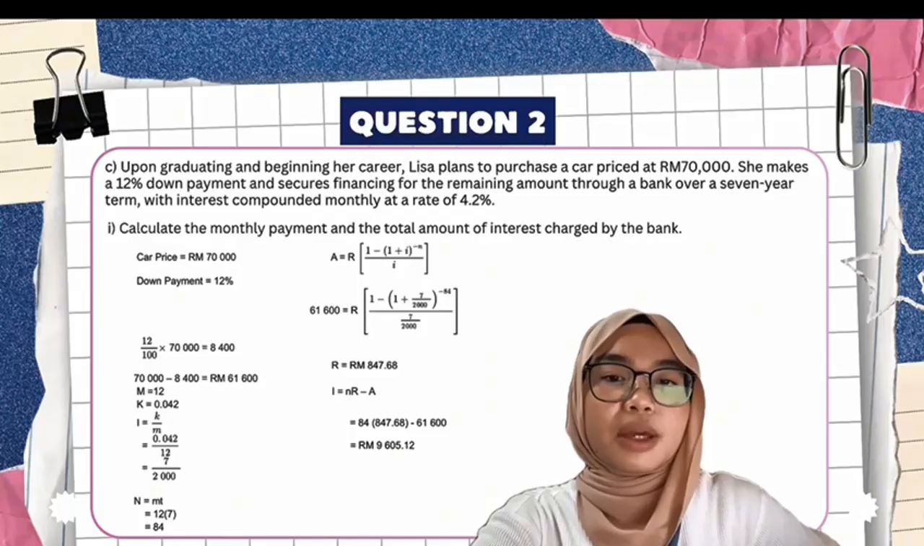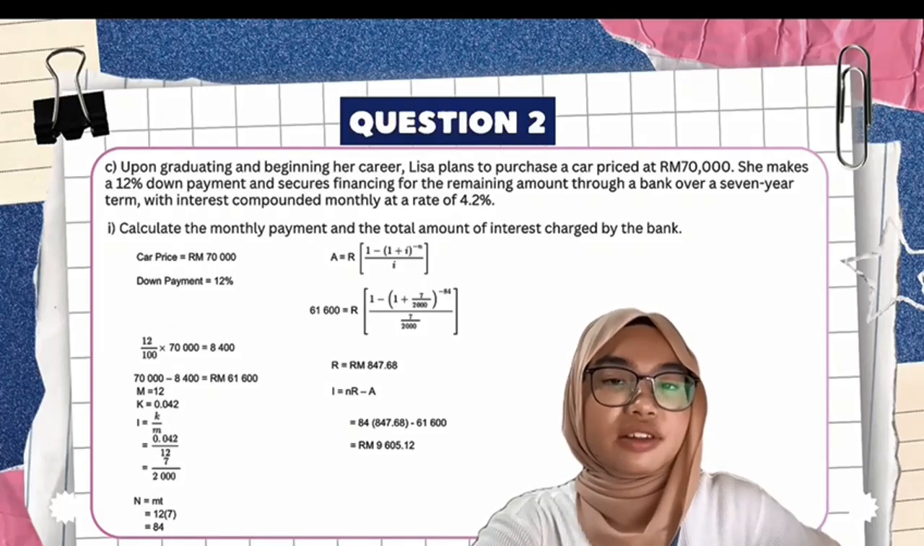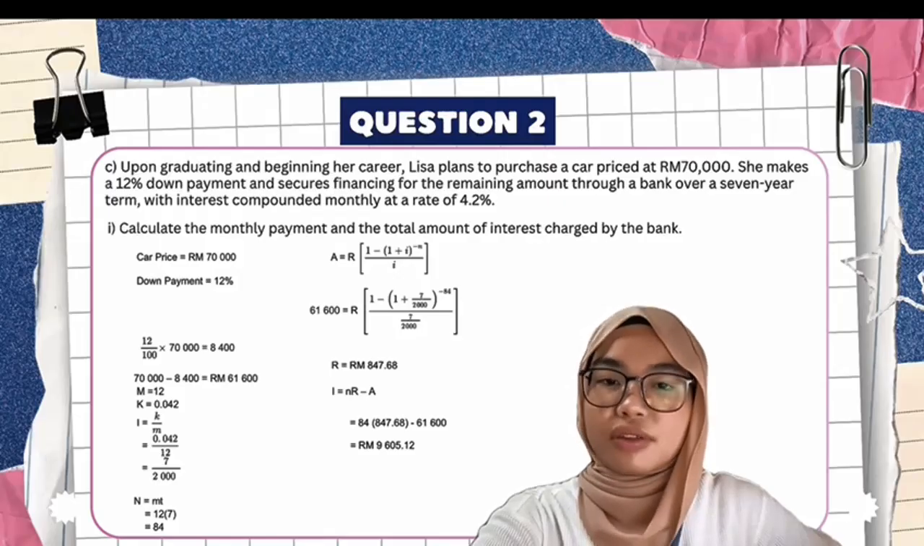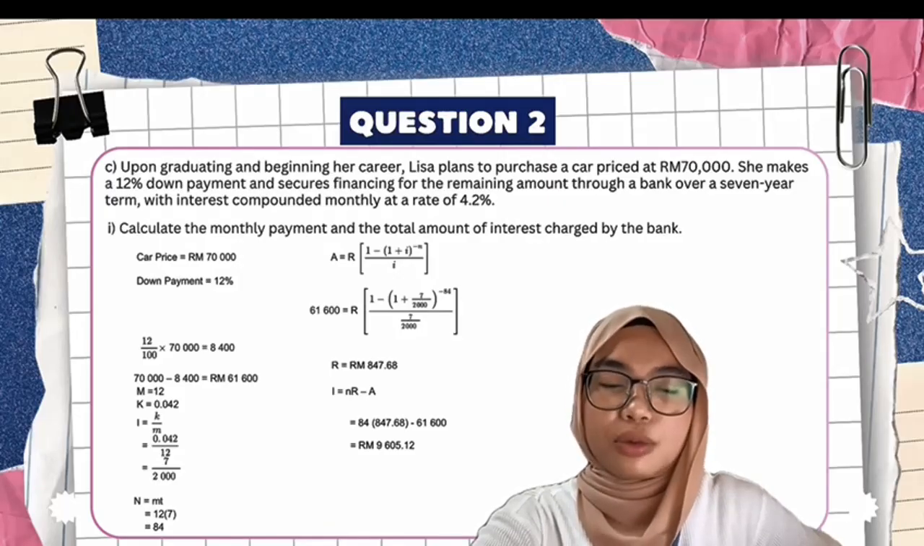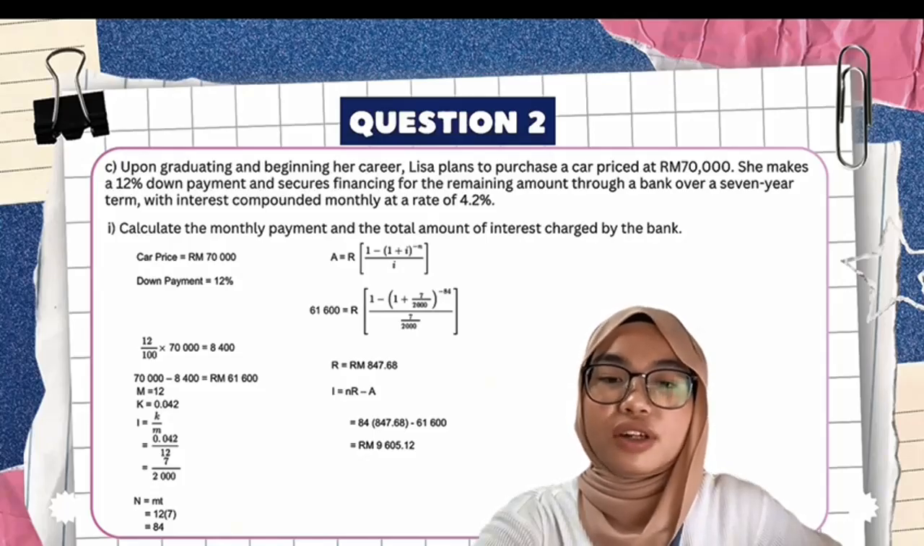To calculate the monthly payment for the car loan, the car price of 70,000 ringgit is first reduced by a 12% down payment, which amounts to 8,400 ringgit. This leaves a finance amount of 61,600 ringgit. The loan is compounded monthly, so m equals 12, and the nominal interest rate is k, which equals 0.042. The periodic interest rate is found by dividing the nominal rate by the number of compounding periods, giving i equals 0.042 divided by 12, which equals 7 over 2,000.